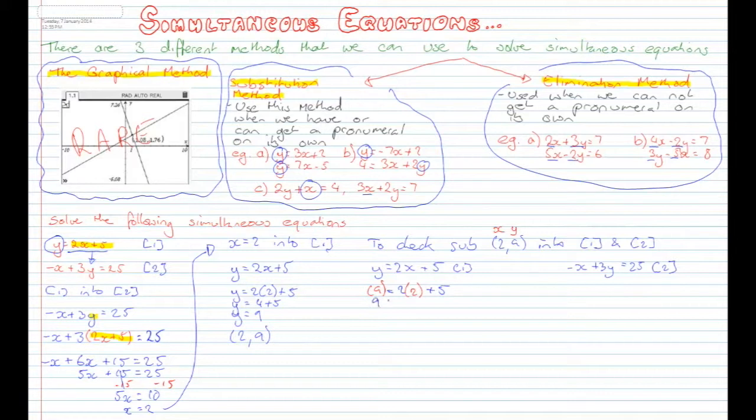So 9 therefore is equal to 2 times 2, which is 4, plus 5. 9 is equal to 9. Great, we know that that's correct because the left hand side is equal to the right hand side. LHS equals right hand side, therefore it's correct.